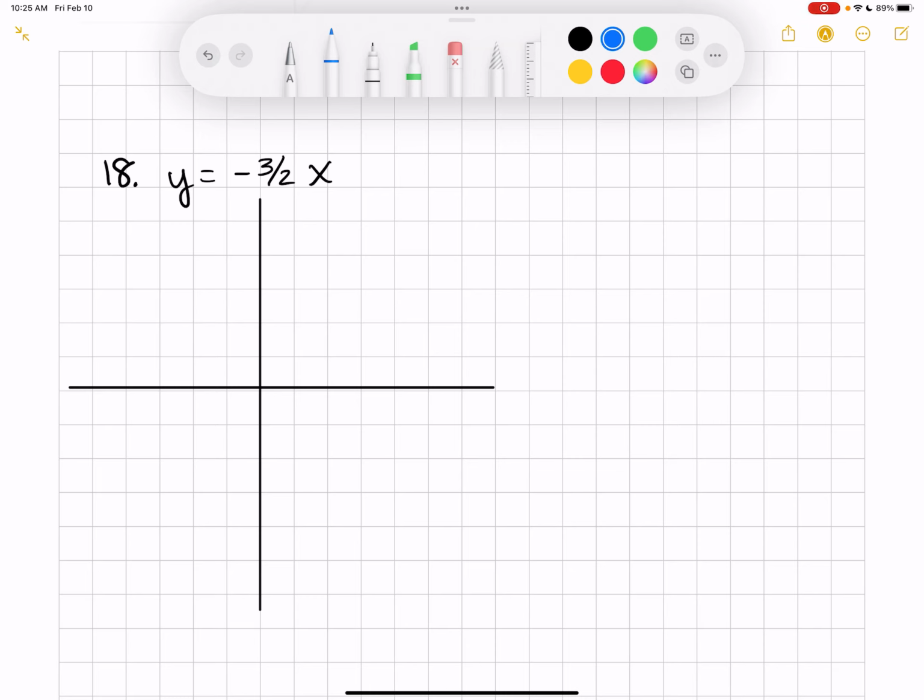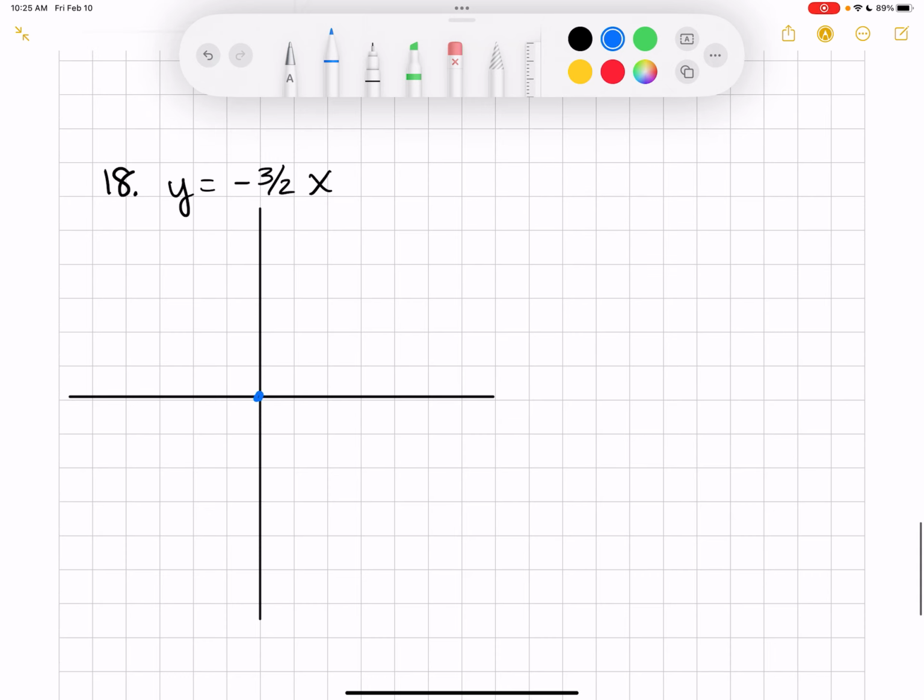So my y-intercept is where? Yep, at 0, at the origin. So right there. And then my constant of variation or slope, I'm going to use those words interchangeably, tells me that I need to do what? Down 3, right 2. Yep, down 3, right 2. Down 1, 2, 3, right 1, 2. And again, 1, 2, 3, 1, 2.